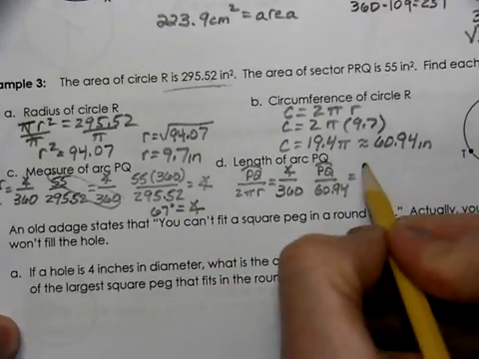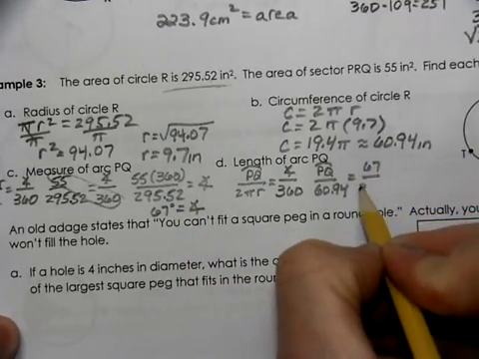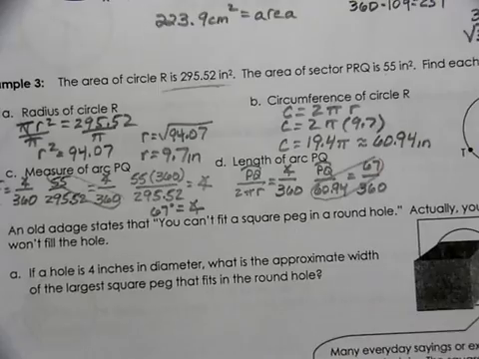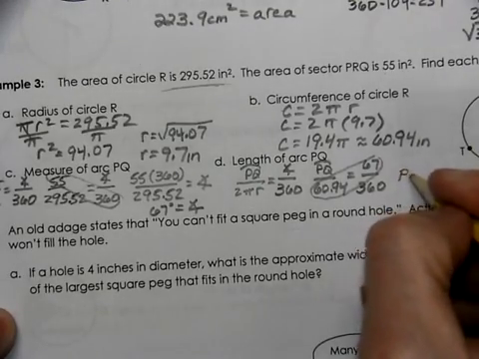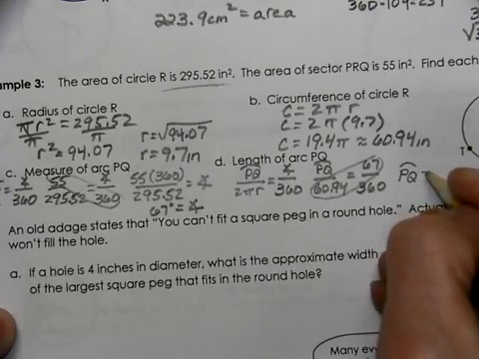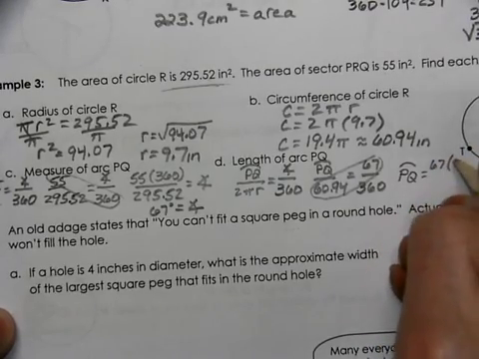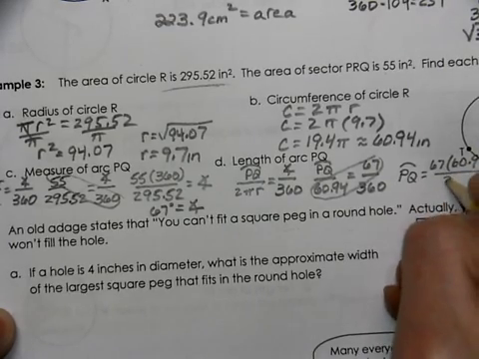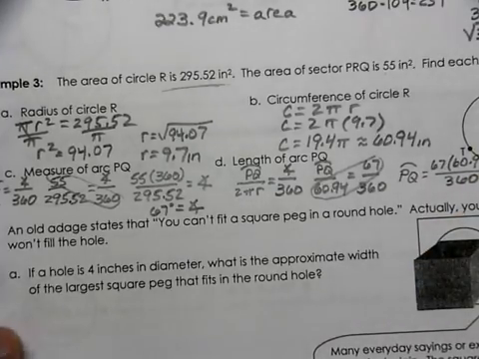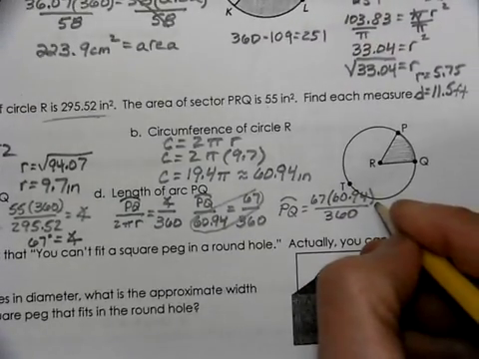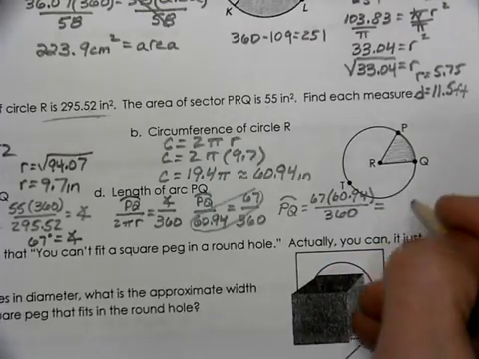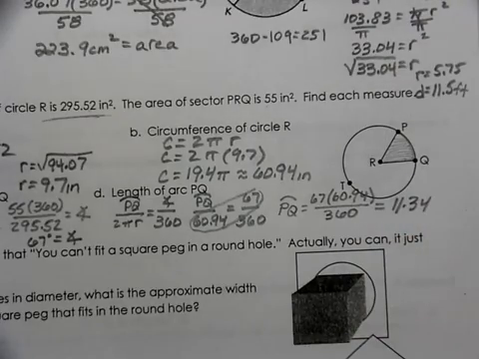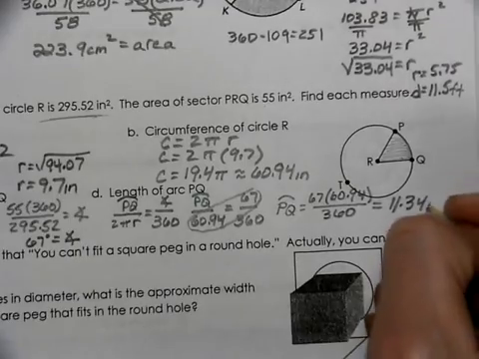Your angle from earlier was 67 over 360. We'll cross multiply so that the arc length of PQ is 67 times 60.94 divided by 360. And then that final answer is just about 11.34. This is an arc length, so it's not area, so it's just inches.